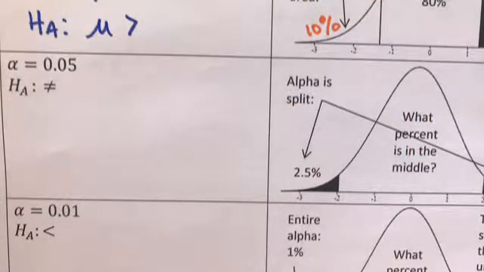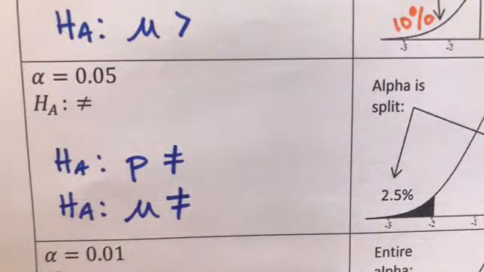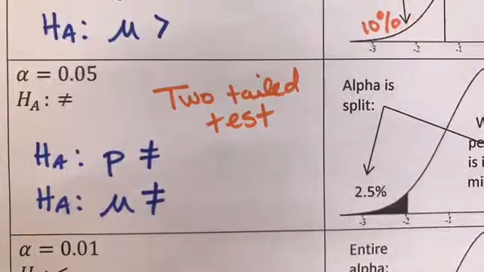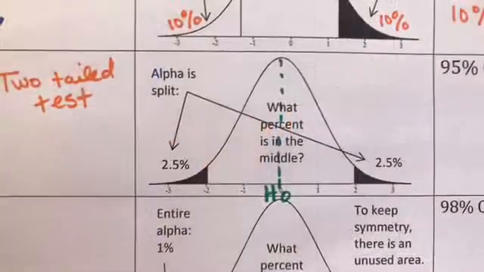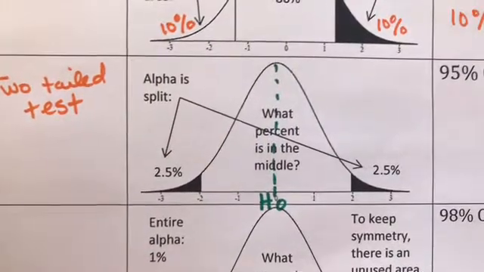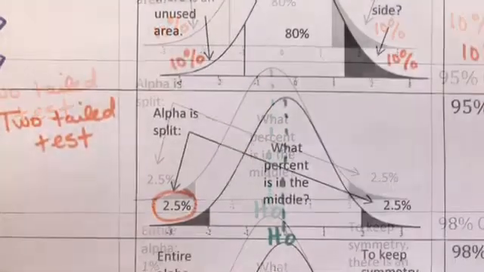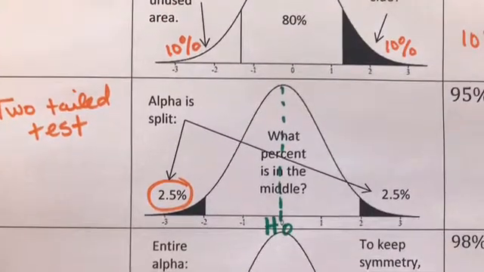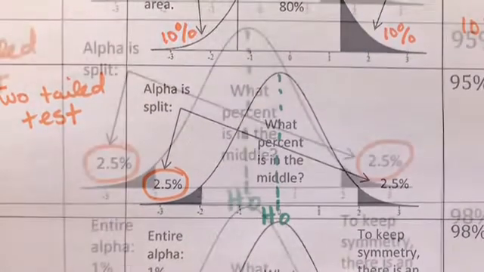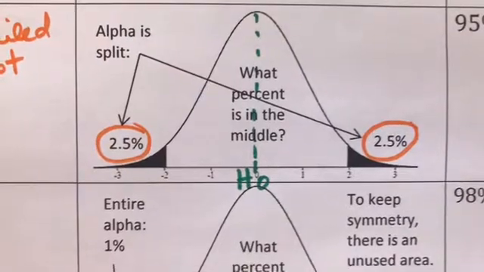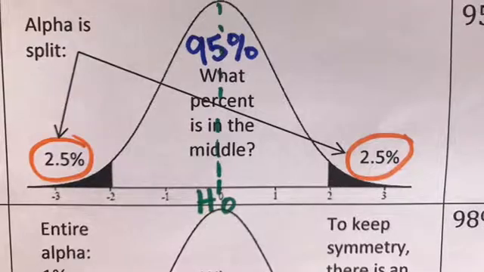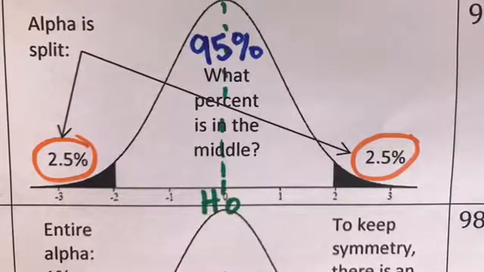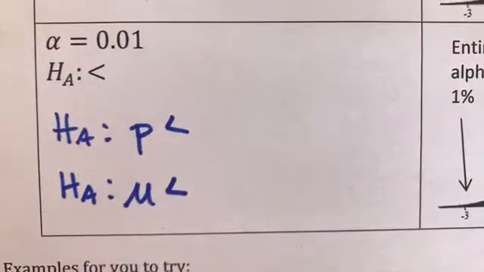The next example, we're actually going to start with the alpha level. The alpha level here is 5%, and we're again working with a two-tailed test because our alternate hypothesis says P does not equal or mu does not equal. Well, if it's 5% significance, we have to split that 5%, 2.5% in the lower tail, 2.5% has to be in the upper tail, so it totals to 5%. In a two-tailed test, you have to split alpha. That means the middle would be a 95% confidence interval.